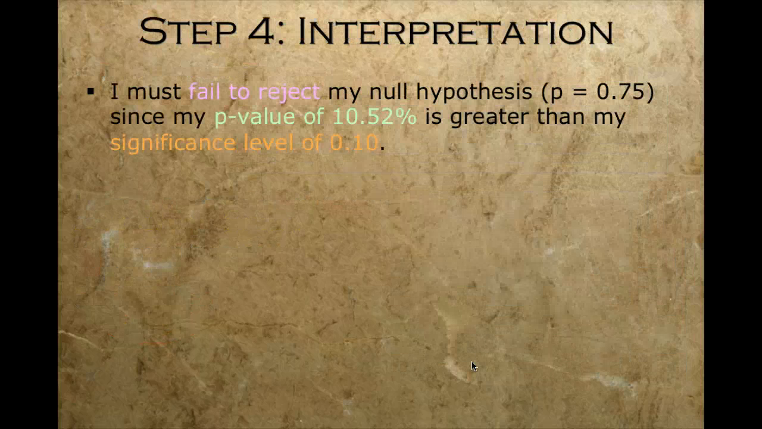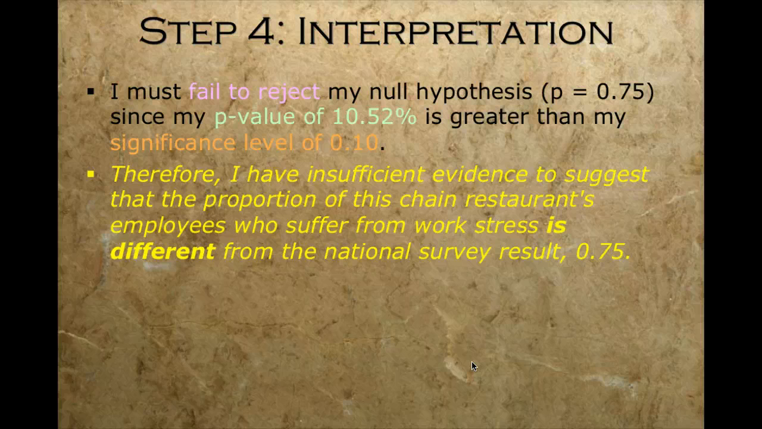Now that takes me to my interpretation. I must fail to reject my null hypothesis since my p-value of 10.52% is greater than my significance level of 10%. In context, that means, therefore, I have sufficient evidence to suggest that the proportion of this chain's restaurant's employees who suffer from work stress is different from the national survey. And I apologize, that should actually say is not different from the national survey.